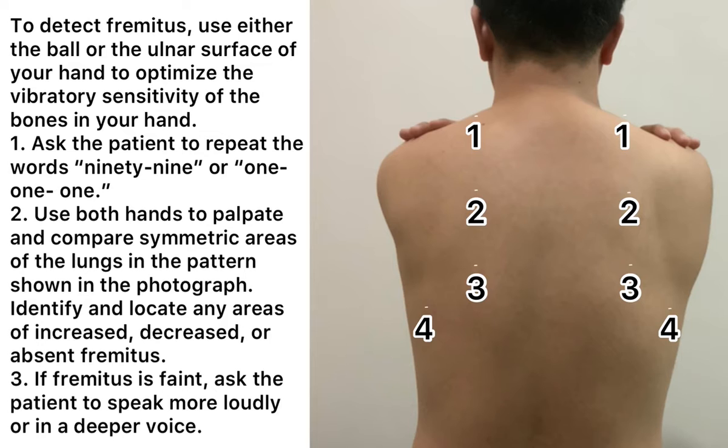To detect fremitus, use either the ball or the ulnar surface of your hand to optimize the vibratory sensitivity of the bones in your hand. Ask the patient to repeat the words 99 or 111. Use both hands to palpate and compare symmetric areas of the lungs in the patterns shown in the photograph. Identify and locate any areas of increased, decreased, or absent fremitus. If fremitus is faint, ask the patient to speak more loudly or in deeper voice.